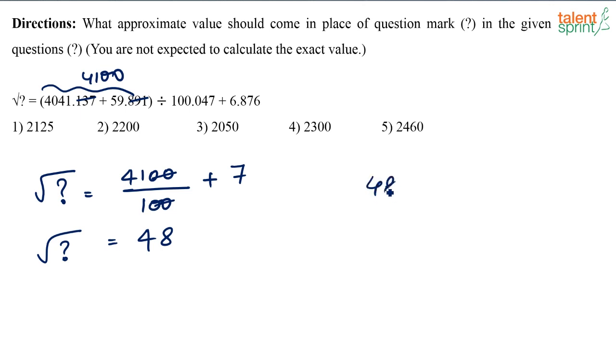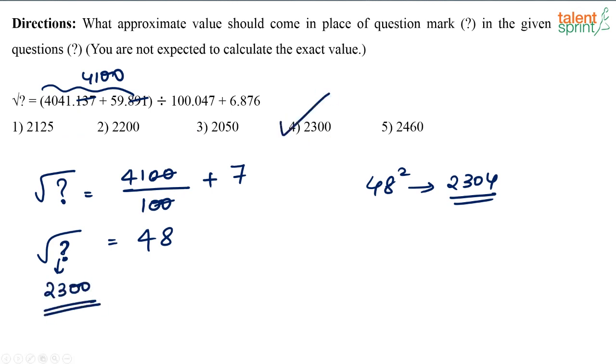See, what is 48 squared? 48 squared is 2304, correct. So, what will come here? Some value close to 2304, or looking at the options, it is 2300. So, the correct answer is option 4. Yeah, correct. 2304 or 2300 will be the closest value.